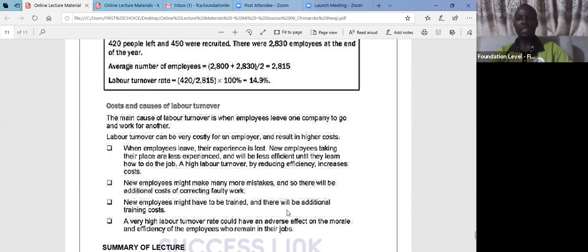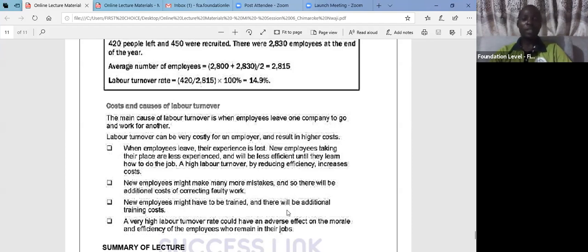So they want to maintain the same efficiency by saying that this is the standard of experience that you should have. Now, new employees might make more mistakes, and this will result in additional cost of correcting the faulty work. So when you make mistakes, you spend more money to correct the mistake so that you send out a good job to your clients. So you see, labor turnover rate is not good for a company.